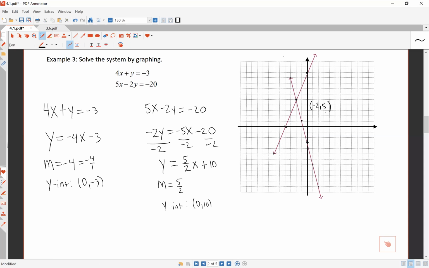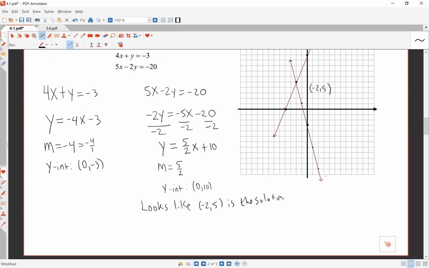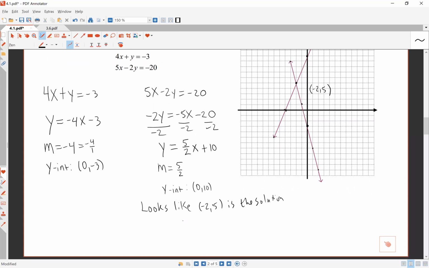At this point, I say it looks like negative 2, 5 is the solution. And I'll be confident it is the solution once I check it.